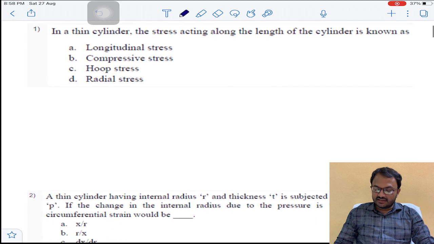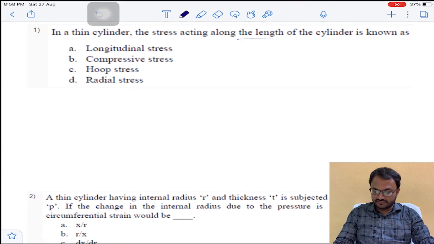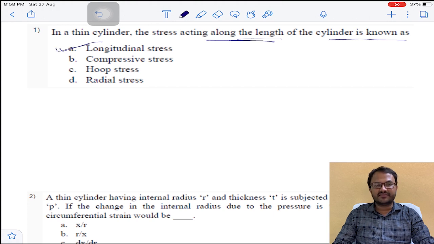So, coming to first question. In a thin cylinder, the stress acting along the length of the cylinder is known as. So, in thin cylinders, there are two types of stress. One is acting along the length. That stress is called longitudinal stress. One is acting along the circumference. That stress is called circumferential stress or hoop stress. But he asked along the length. It is a longitudinal stress. Answer A for question number 1.